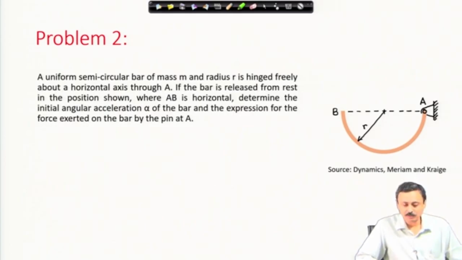A uniform semicircular bar of mass m and radius r is hinged freely about a horizontal axis through A. If the bar is released from rest in the position shown, where AB is horizontal, determine the initial angular acceleration alpha of the bar and the expression for the force exerted on the bar by the pin at A. Again, this problem is sourced from the book of Meriam and Craig.